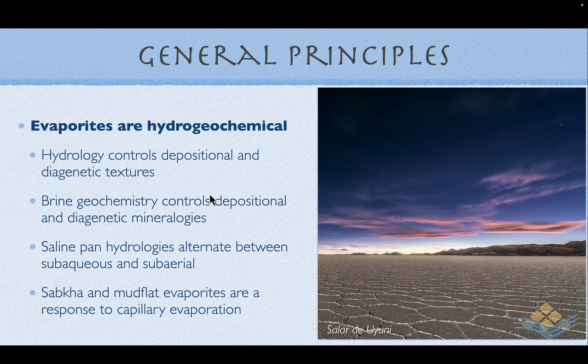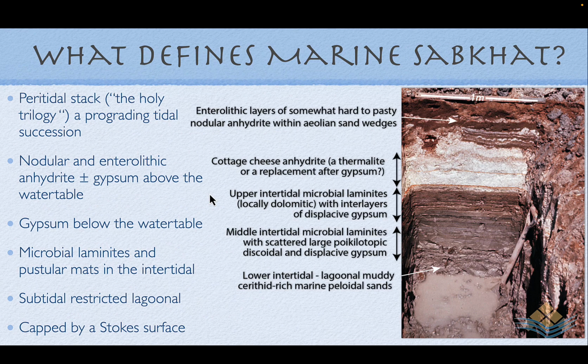Let's now relate this back to what we see in a coastal sabkha as exemplified by the sabkhas forming along the Gulf margin in the UAE, especially in the Emirate of Abu Dhabi. In the previous section we see in the idealized section a stack of peritidal sediments passing from subtidal, intertidal to supratidal. We sometimes call this the holy trilogy that we see preserved in a prograding tidal succession.